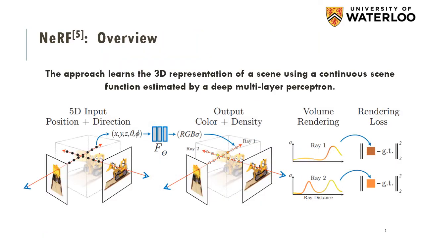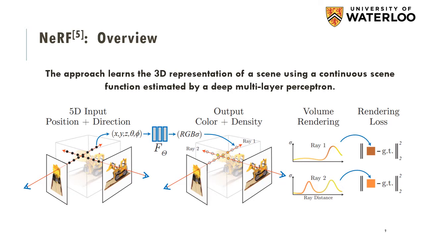So how or what does it do specifically? Generally, the model is trying to learn the full 3D representation of a scene using a continuous scene function, and this scene function is approximated by a deep multi-layer perceptron. So the steps of the approach are as follows. I'll go through them generally and then go through each and every one of them in detail.